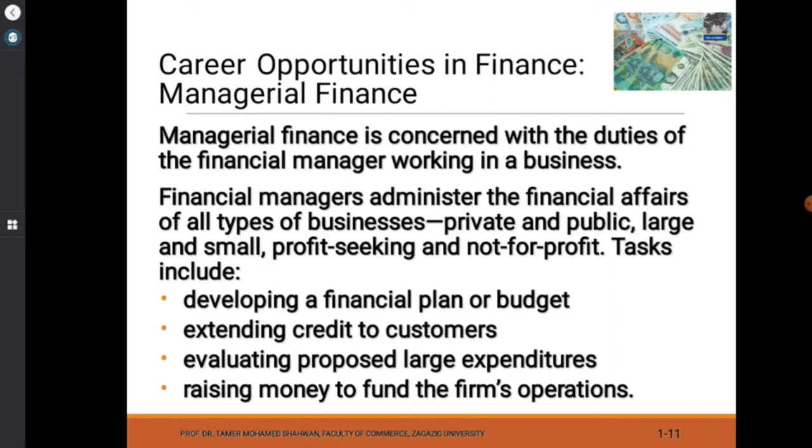This includes many tasks. Number one is developing a specific financial plan or budget. Any firm, at the beginning, must try to develop a financial plan or budget. Also, to extend credit to customers. Number three is to evaluate proposed large expenditures, and also raising money to fund the firm's operations. All of these are different tasks that the financial manager is responsible for.